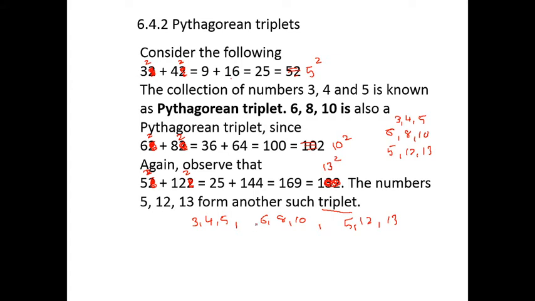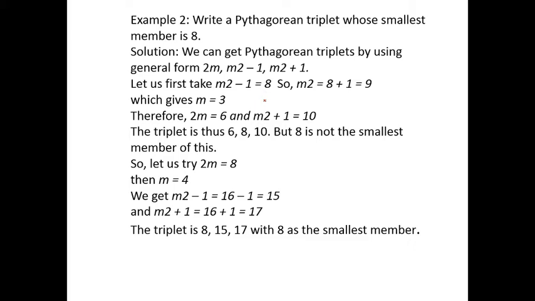There is one formula to find them, which we want to explain. Before that, we explained the meaning of Pythagoras triplets: 3 terms are there, and the sum of the squares of the first 2 terms is equal to the square of the third term. Now next. Write the Pythagoras triplet whose smallest term is 8. We have to find the other 2 terms. 8 is the smallest term.